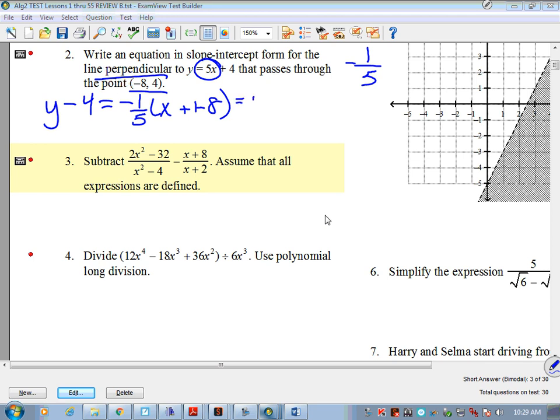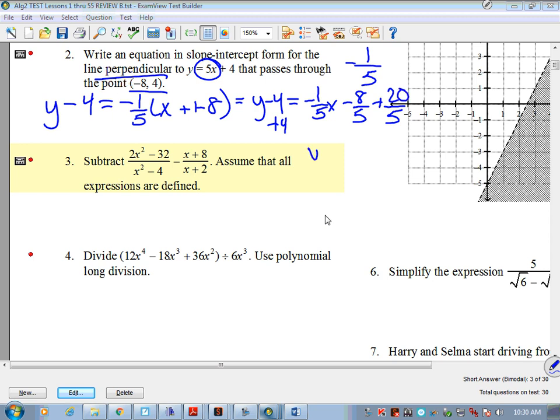Carrying this through, I have y minus 4 equals negative 1/5 x, negative 1/5 times 8, negative 1 divided by 5 times 8. My calculator comes out to negative 8/5. Okay, so I get negative 8/5, leave that as a fraction. I'm going to add 4 to it, but I want a common denominator. So my common denominator is going to be 5. So because that 4 is 4 over 1, I need to end up multiplying it by 5 over 5, which is going to leave me with 20.